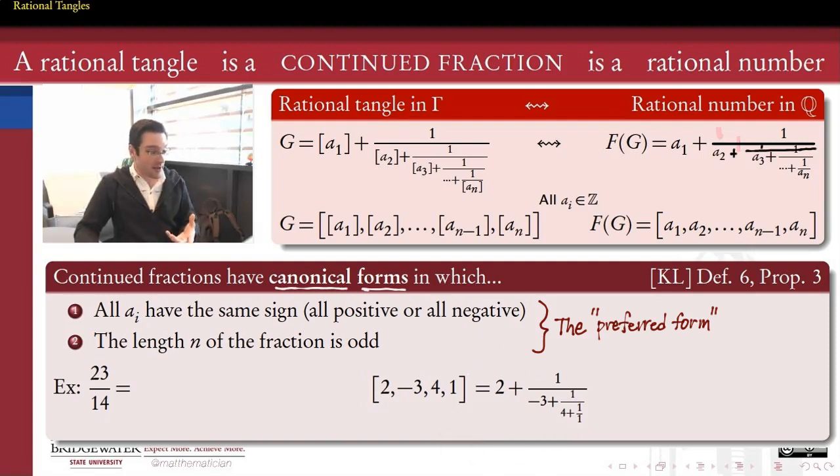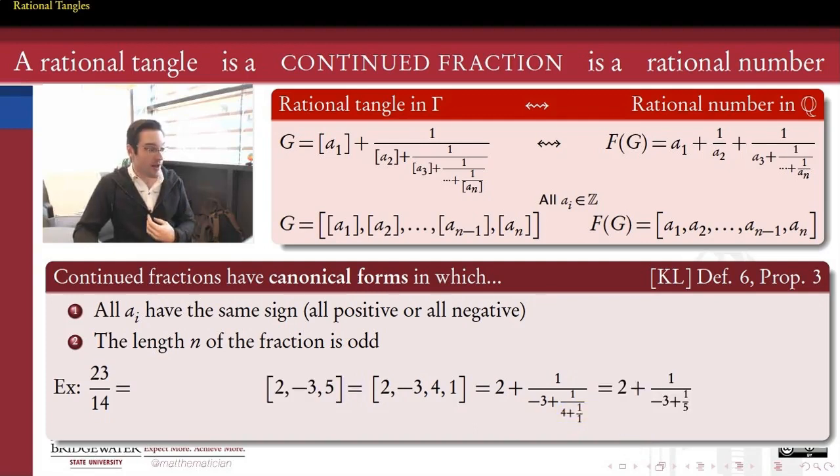Well, the first observation that I'd make is that this very last computation that we did here, 4 plus 1 over 1, actually just gives me a single integer, the number 5. So I could just combine that 4 and that 1 into a 5 and get a shorter continued fraction representation, which now has an odd number of terms in it: 2, negative 3, 5. That's 3 terms in my continued fraction. So that takes care of this odd length issue.